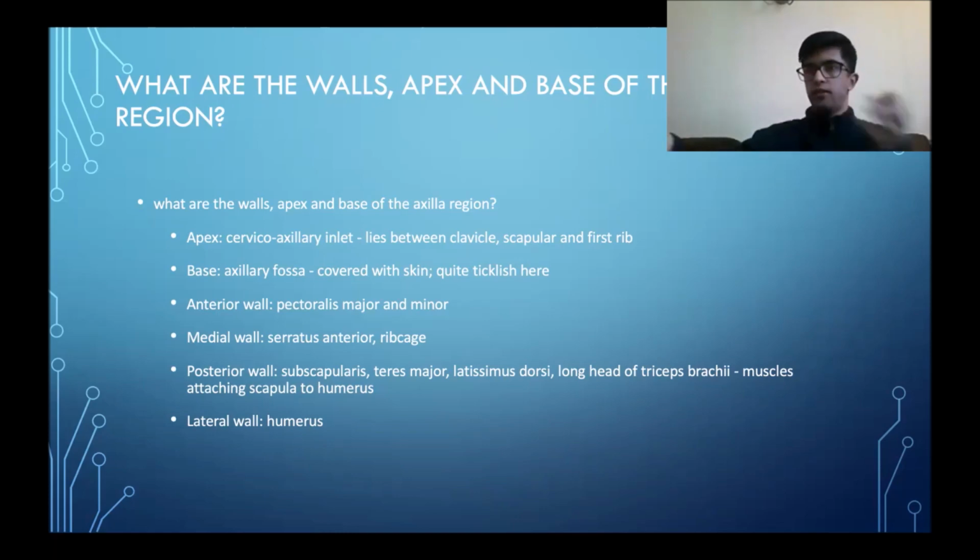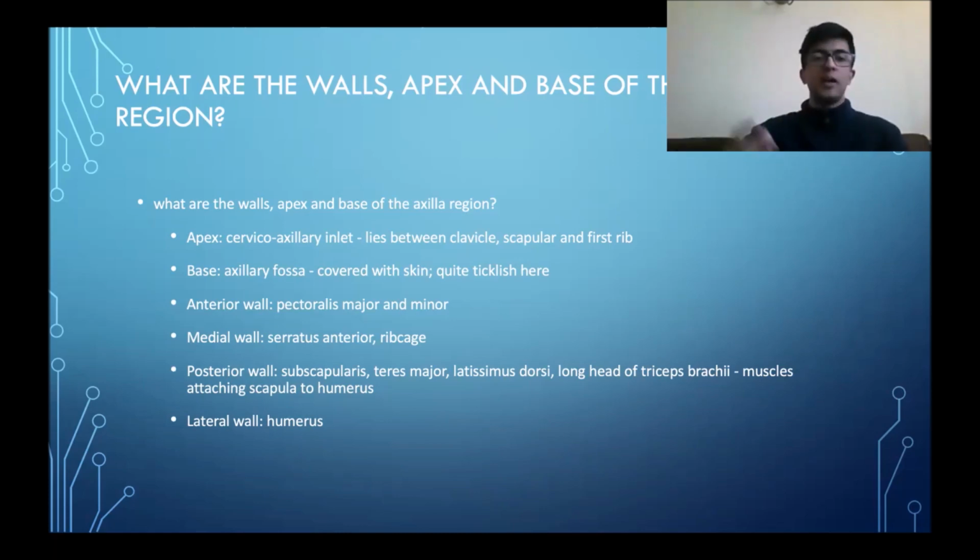Medial, so if it's lateral, it's medial. So you have the medial wall, which is serratus anterior, which is the muscle over here, which is the boxer's muscle. If anyone asks you, what is the boxer's muscle? Just reply serratus anterior. That's a key question. When you go boxing, serratus anterior is very important for the power that you get when you're doing punches. Then you have the rib cage.